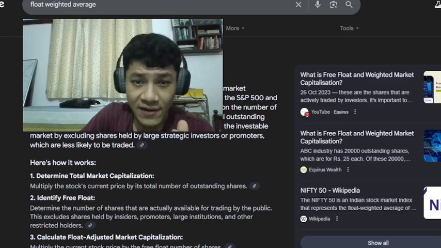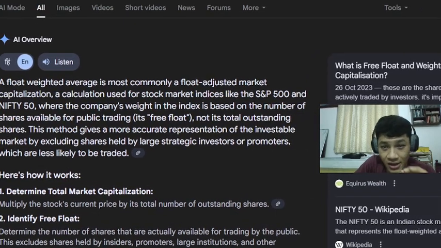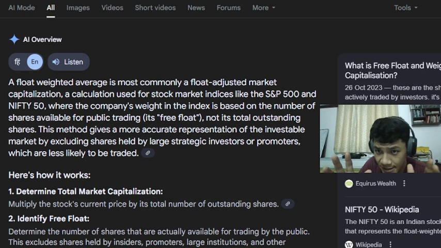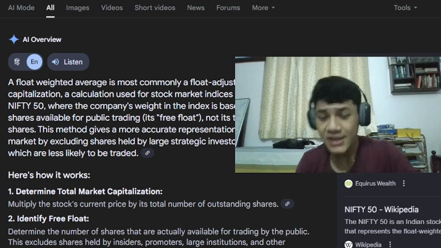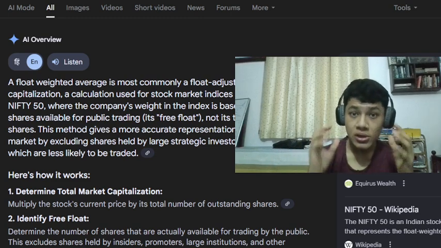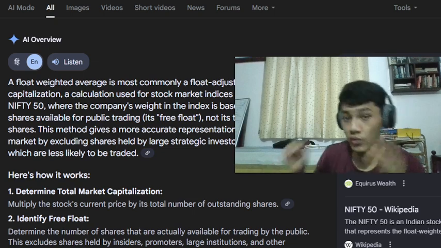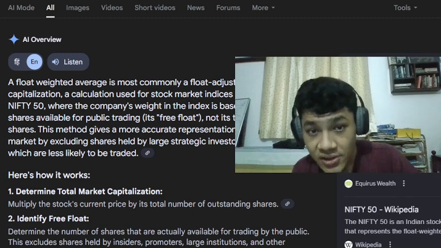Now, float weighted average means, here it is, and this is important. A company's position in the index, of how much of the index a particular company, let's say Reliance, makes up, is not based on the total number of shares, but is based on the number of shares available for public trading. So for example, if we are trying to find out how much of the total Nifty 50 is a company, we won't look at the company's total number of shares. We will only look at the company's public trading shares.